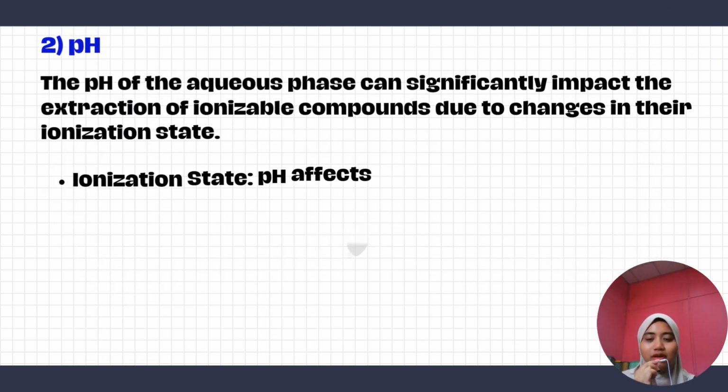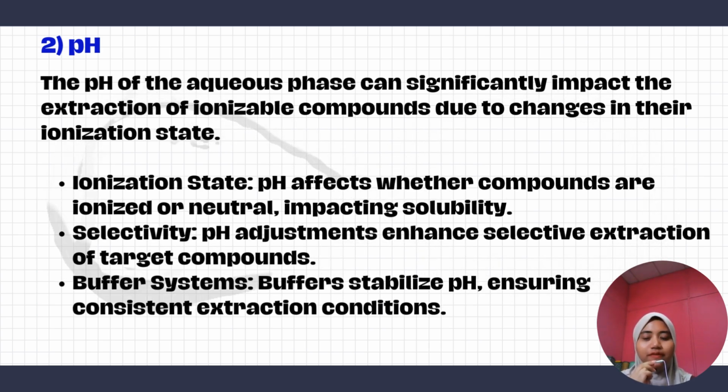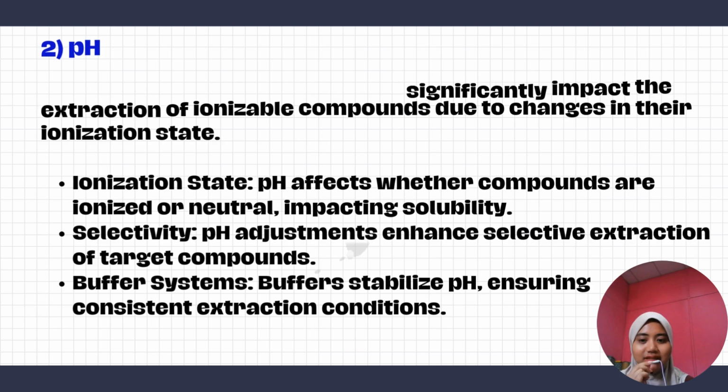So next, we want to talk about pH. How can pH affect the LLE process? This is because the pH of the aqueous phase can significantly impact the extraction of ionizable compounds. When we want to choose a proper pH, we need to take these 3 points into consideration. First, ionization state. It is because pH affects whether compounds are ionized or neutral. Next is selectivity. pH adjustment can enhance selective extraction of target compounds. And third, buffer system. Since buffers are known to stabilize pH, they can ensure consistent extraction conditions.